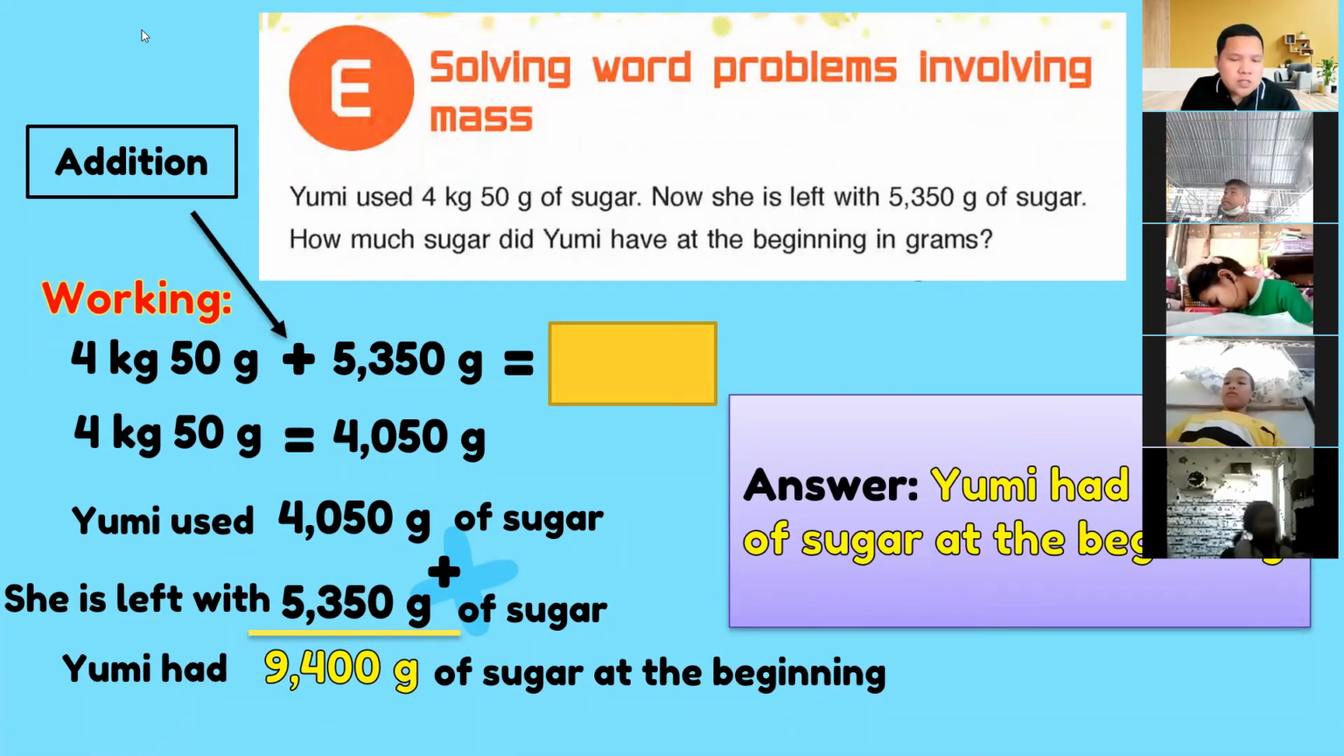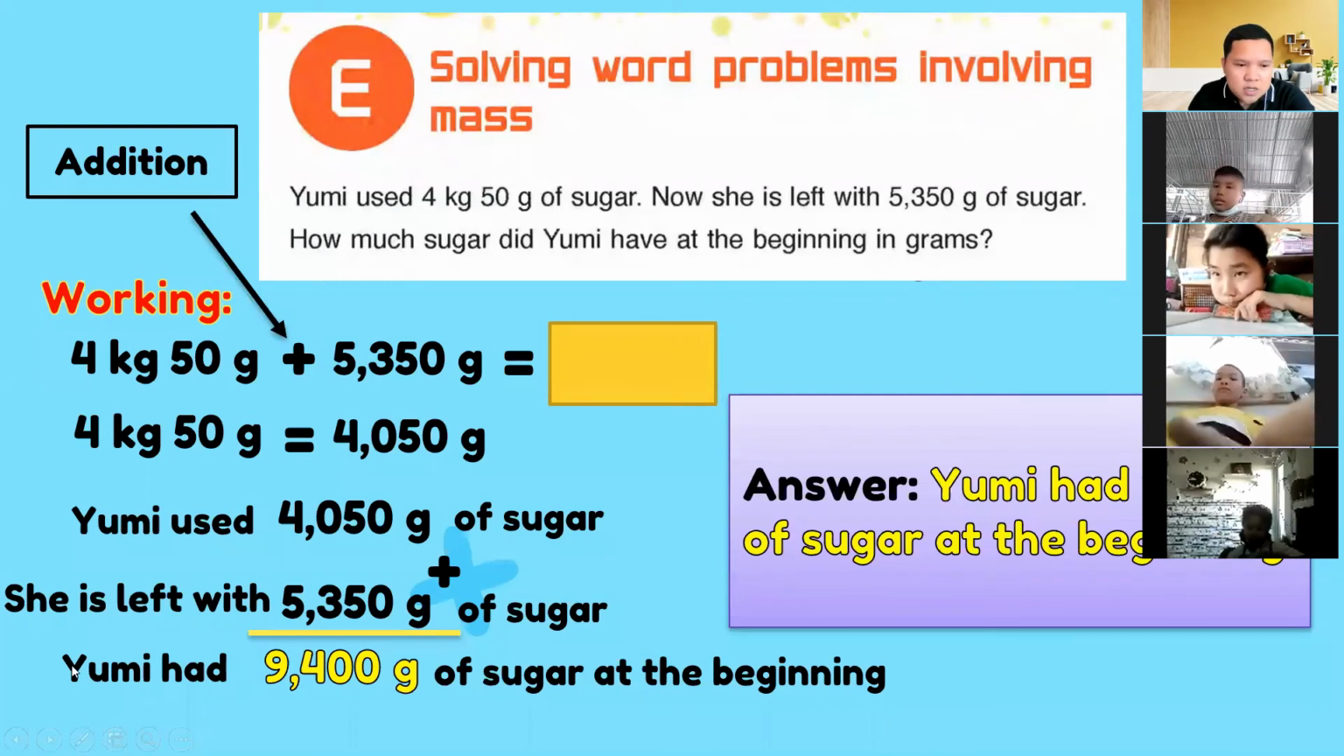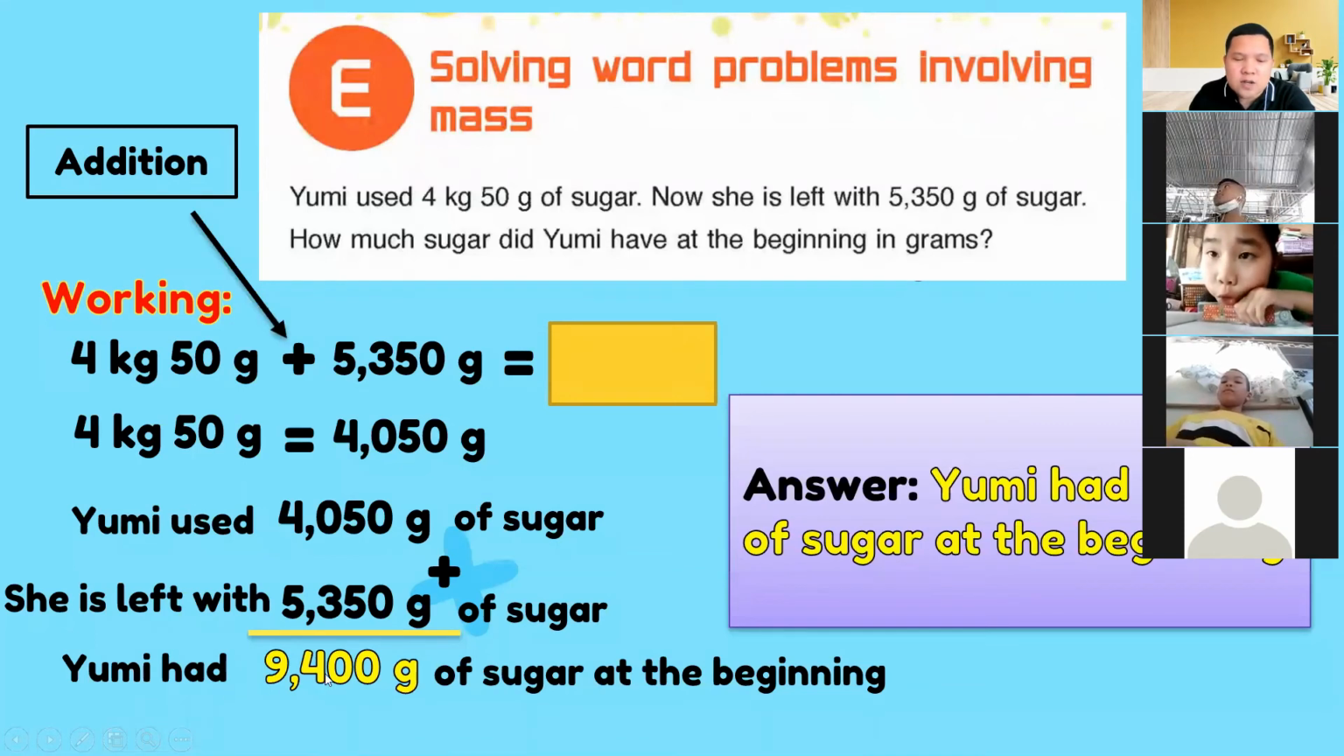Okay. For your answer, Yumi had 9,400 gram of sugar at the beginning. That is your answer for this problem. You can find your answer here in the process, right? You had 9,400 gram of sugar at the beginning, and you are going to write this one for your answer.